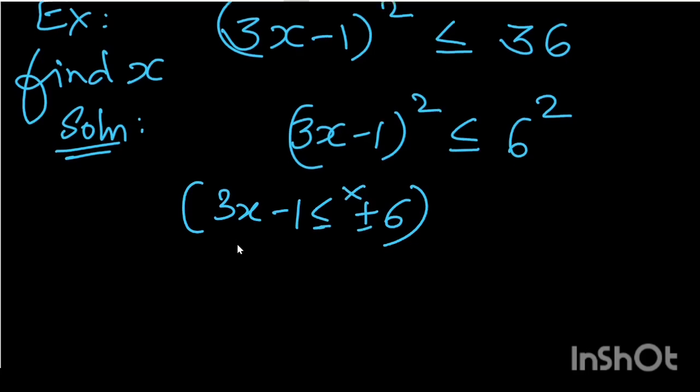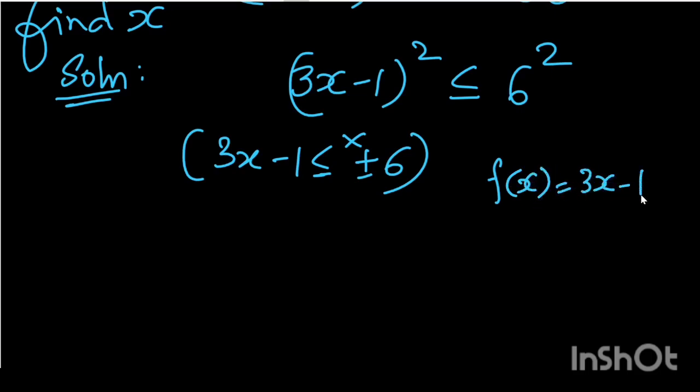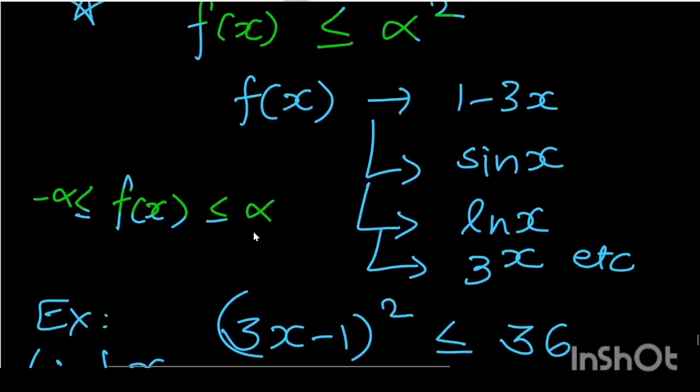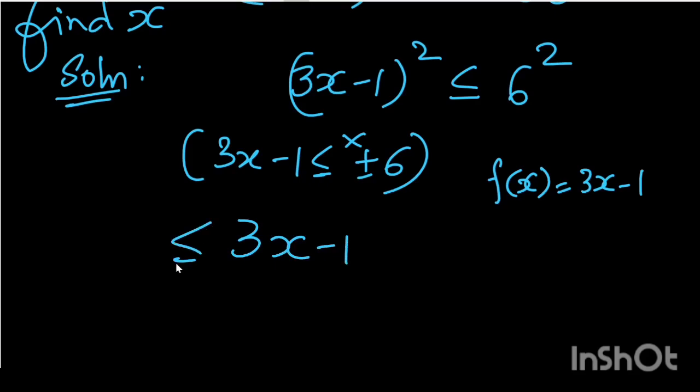So guys, this is f(x). So f(x) is here 3x minus 1. So it is not x, it is some f(x). So again the same formula can be used. So using this above, f(x) is also between minus alpha and plus alpha, where f(x) is a linear function here. So it would be 3x minus 1 lies between what? Yes, minus alpha, which is minus 6, to plus alpha, which is plus 6.